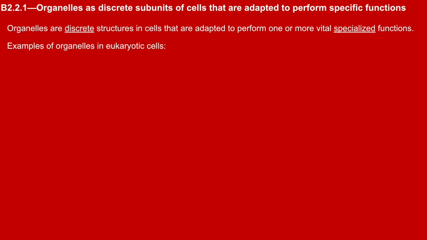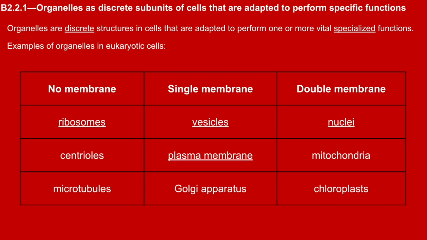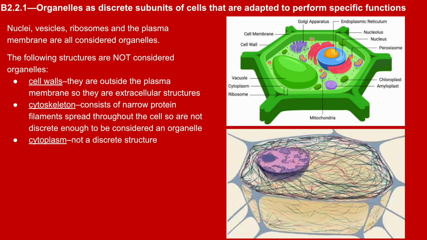Okay, you need to know that organelles are discrete structures in cells. You also need to know how many membranes, 0, 1, or 2, each organelle has. Okay, you should know that cell walls are not considered organelles because technically they're extracellular. The cell ends at the plasma membrane.